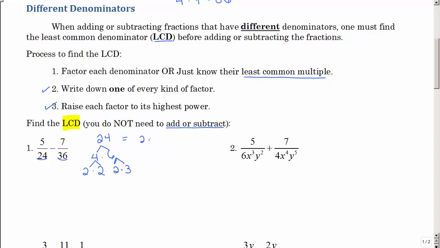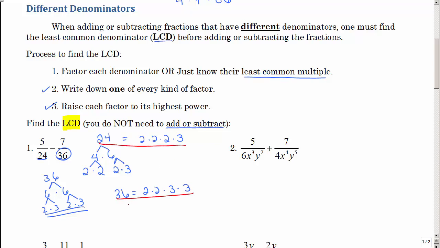So 24 is 2 times 2 times 2 times 3. What about 36? Well, I think about 6 times 6. You might think about it as 4 times 9, 3 times 12. Lots of different choices. We're all going to end up in the same spot as long as we get down to those smallest numbers called primes. So 36, if I put the 2's together and I put the 3's together. So let's look. Here's 24, here's 36.